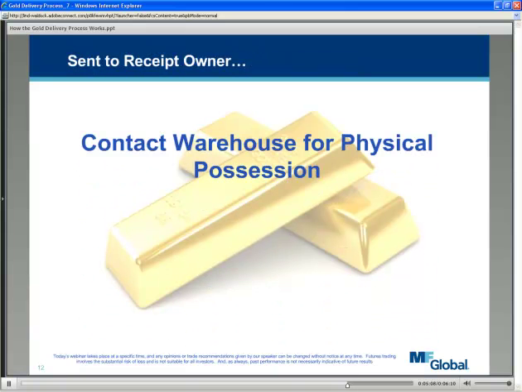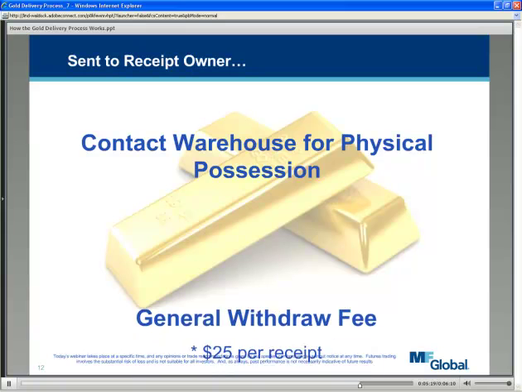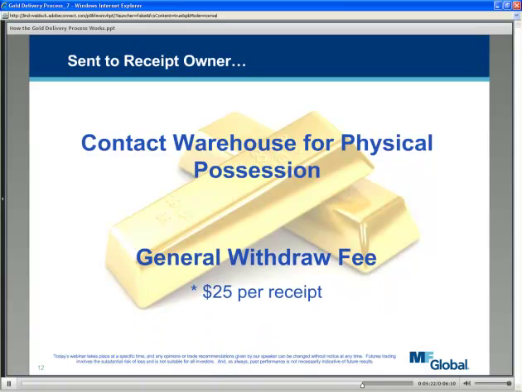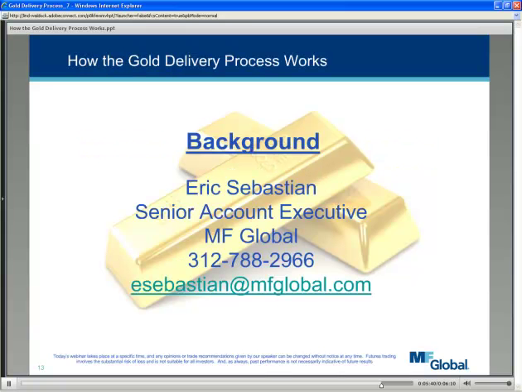If the owner of the warehouse receipt would like to take physical possession of the bars, then they would need to contact the warehouse where the bars are located and make arrangements directly with them. Generally, the warehouse will charge a withdrawal fee of approximately $25 per receipt. It is important to note that if the metal is removed from the warehouse, it is considered clear of the system and would need to be reassayed and verified according to the exchange specifications in order to be redelivered through the futures market.